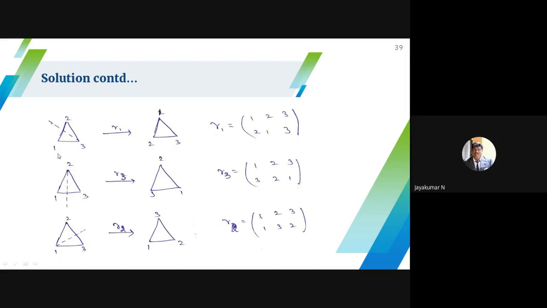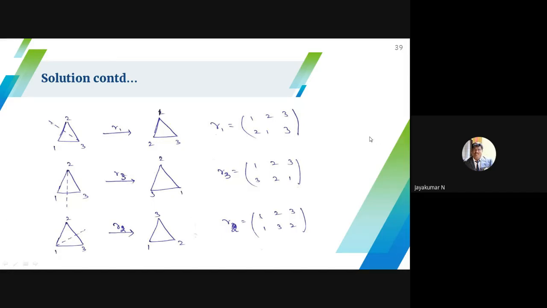Similarly, you can flip along the vertex 2. What do you get? 3 and 1 are interchanged. So I can easily write 1 map onto 3, 3 map onto 1, 2 map onto 2. Suppose you flip the equilateral triangle along the vertex 1, so 2 and 3 are interchanged. So what do you get? 1 map onto 1, 2 map onto 3, 3 map onto 2.